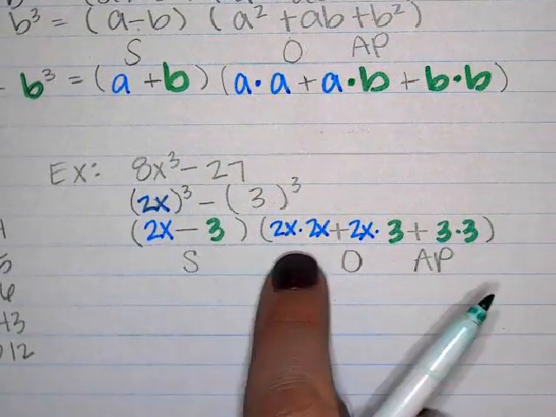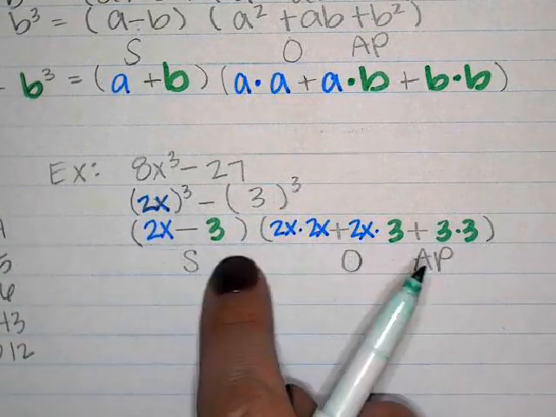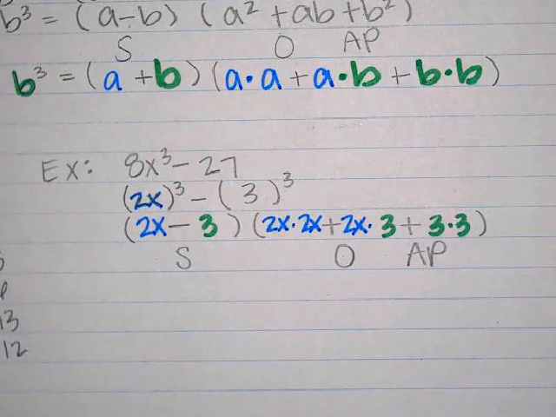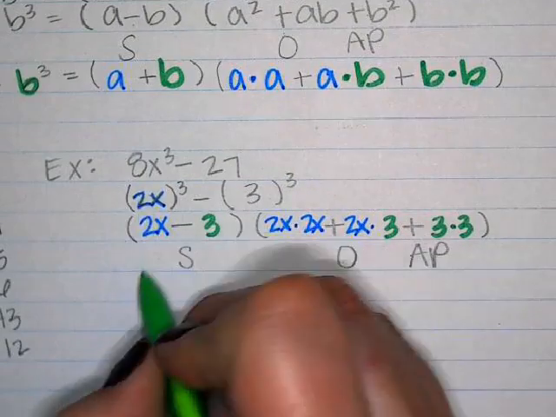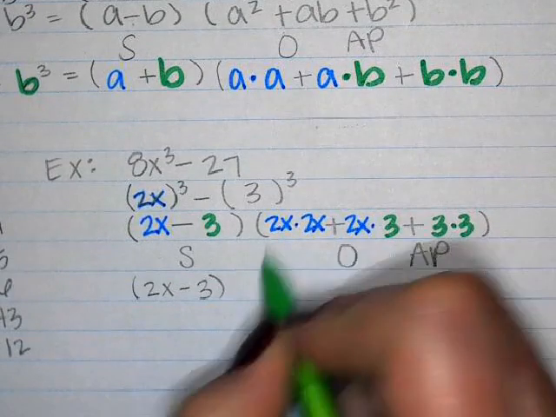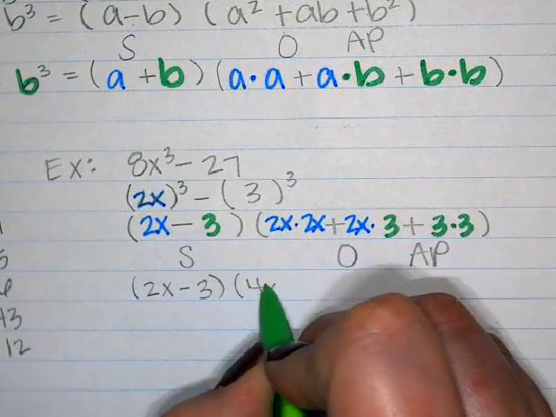And now all I have to do is fix my parentheses so that I have multiplied things, cleaned it up, and made it look like math instead of art. So 2x minus 3 is my first set of parentheses. My second set of parentheses is 2x times 2x, which is 4x squared, plus 6x plus 9. Final answer.